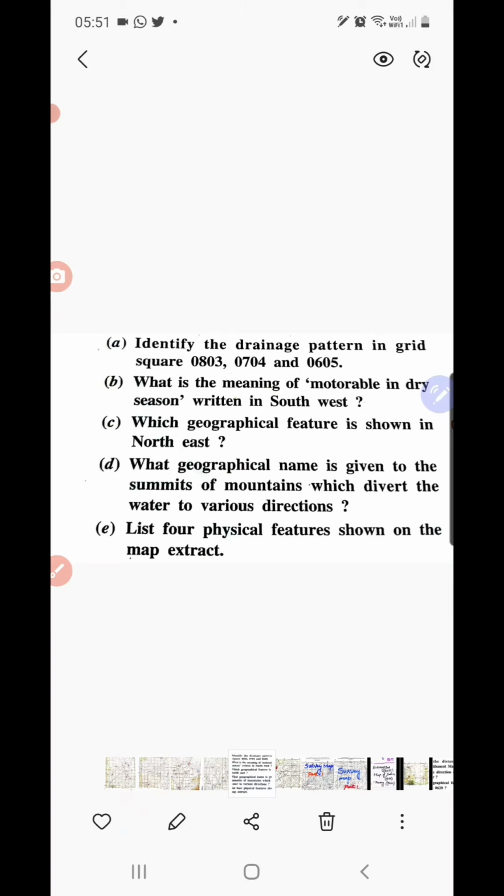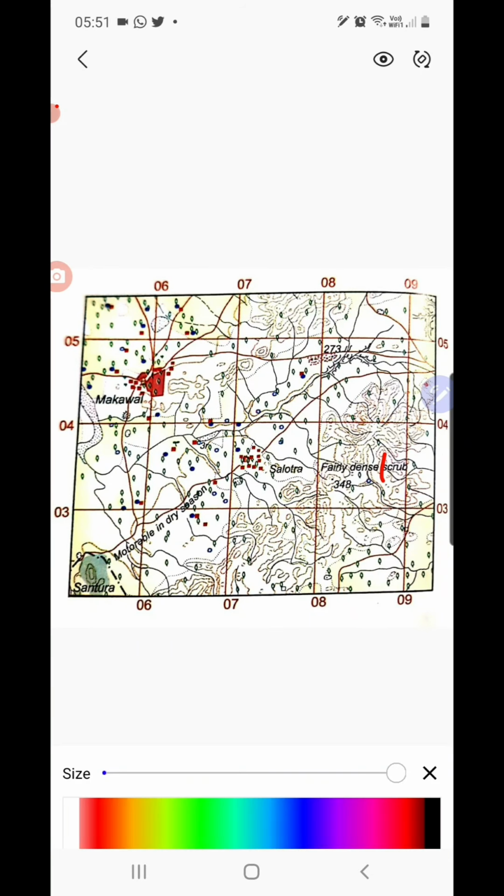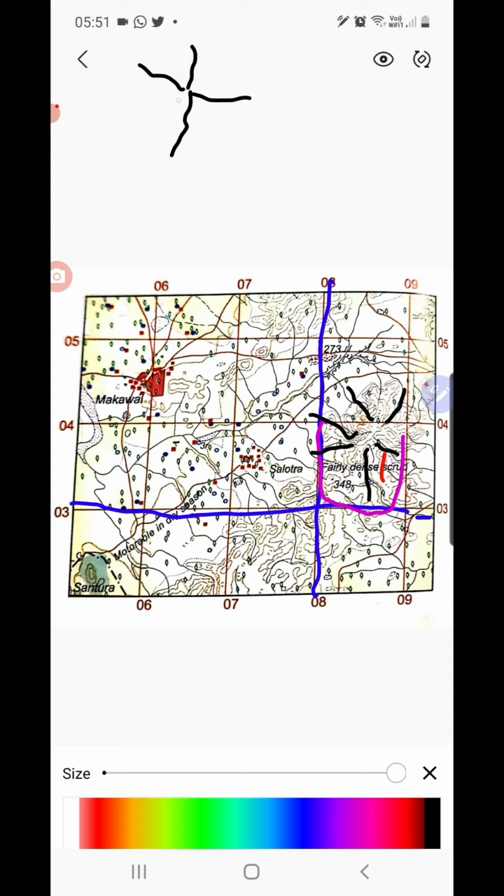Let's see 0803. This is 08 eastings, and this is 03 northings. Now let's see the drainage pattern, which is the square. This is the square. Here what kind of drainage pattern can you find? You see these black lines, they are making this kind of pattern. Whenever you find this kind of pattern, that means streams are radiating from a common point in all directions, then we can call it a radial pattern.